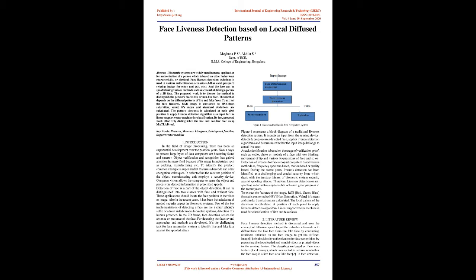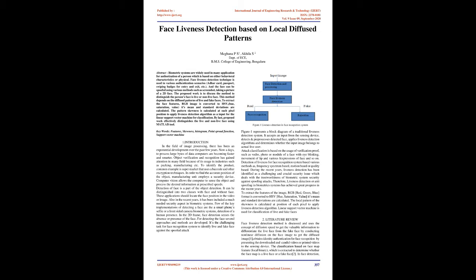1. Introduction. In the field of image processing, there has been an exponential development over the past few years. Nowadays, to process large bytes of data, computers are becoming faster and smarter. Object verification and recognition has gained attention in many fields because of its usage in industries such as packing, manufacturing, etc. To identify the product, a common example is a supermarket that uses a barcode and other encryption techniques.